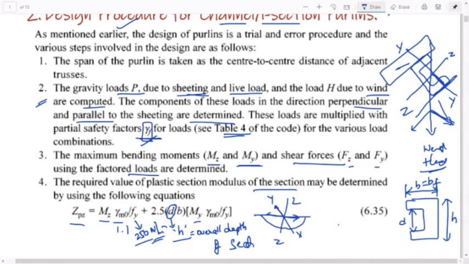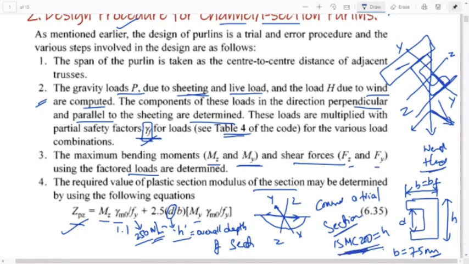Right? So you have to consider a trial section. You have to consider a trial section. For example, ISMC 200. Okay, this ISMC 200 means this 200 indicates the capital H, right? And the B is 75 mm from the code book. Okay, these are the values that you have to take in place of h and b and substitute them, and you calculate the Zpz value. So this is the trial section.